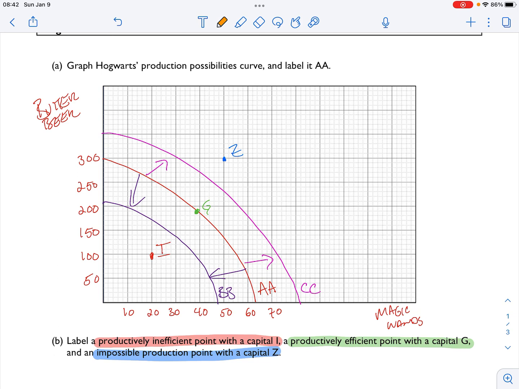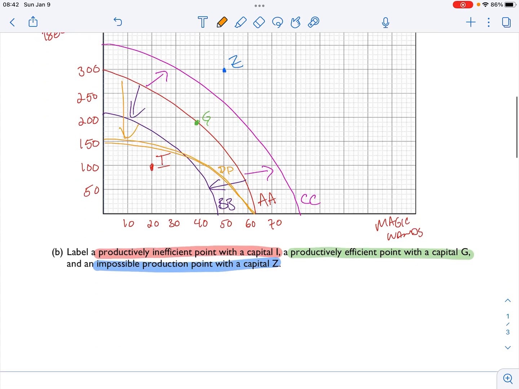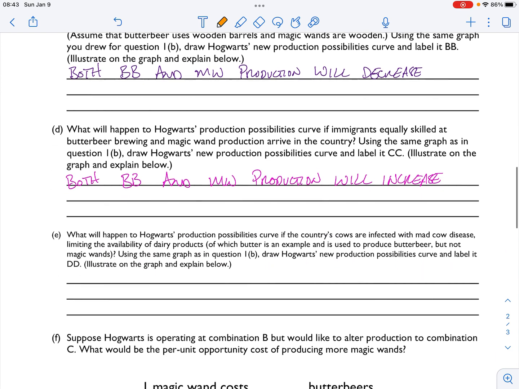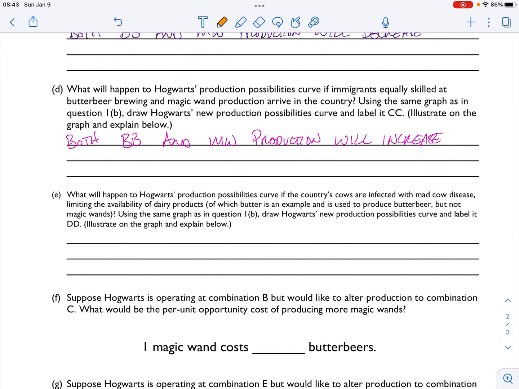The result is that our Butterbeer production is going to decrease, but our magic wand production is not going to change. And yes, this is getting rather messy, but you'll see that this is very possible. If a resource is changed and that particular resource is only used for one of the goods, that is the good whose production possibility will change. You don't have to change both sides of the PPC. Nothing says that that has to happen. It can be a single-sided shift.